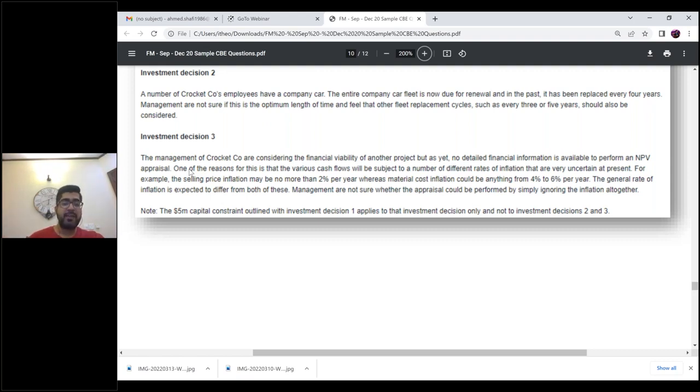Note, the 5 million capital constraint outlined with investment decision one applies to that investment decision only and not to investment decision two and three. A very important note. You see that 5 million capital was restricted in investment decision one. The note states it applies to that investment decision only and not to investment decisions two and three. That means when making any decision regarding investment decision two and three, the 5 million constraint does not need to be considered. Okay, this ends the data.